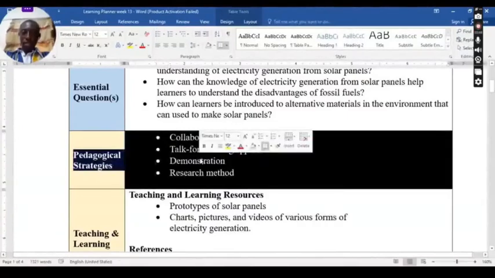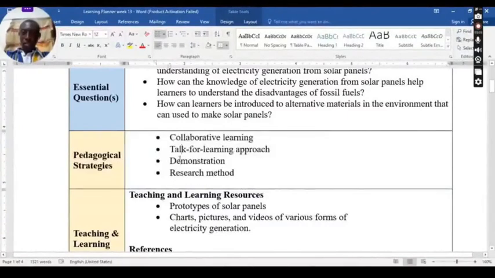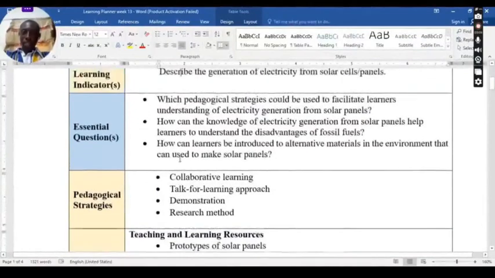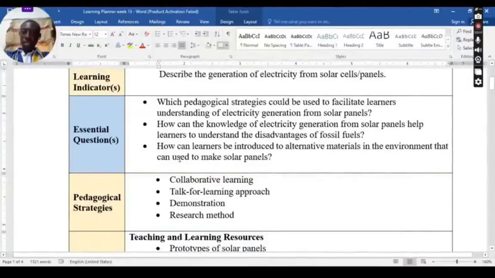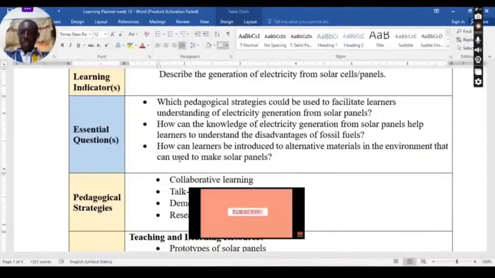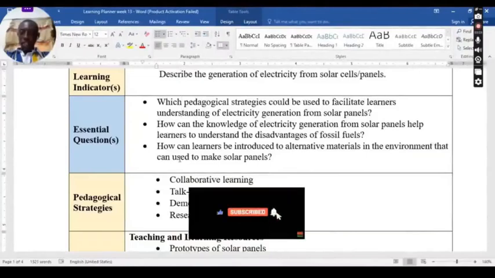This column answers the first question in the essential questions. Then the second and third questions will be answered in the activities in the lesson. So when we get there, you will see. So the essential question drives this learning planner. Everything is based on it.